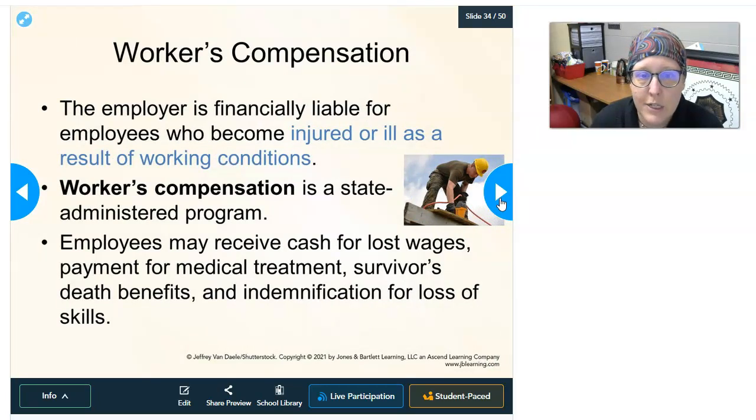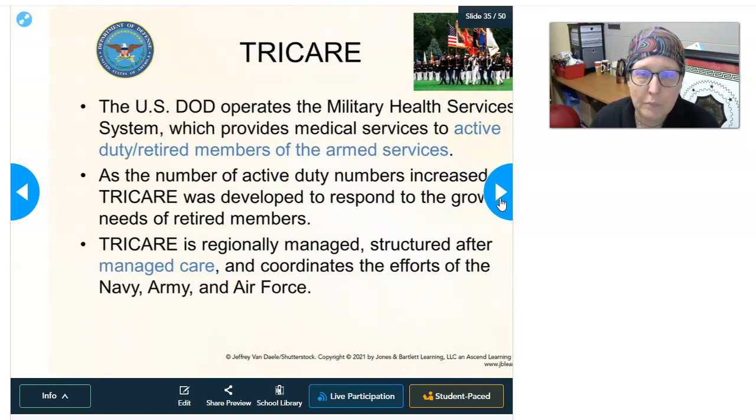Then workers' compensation: the employer is financially liable for employees who become injured or ill as a result of working conditions. Workers' comp is a state-administered program. The employees may receive cash for lost wages, payment for medical treatment, survivors' death benefits, and indemnification for loss of skills. So if you lose a hand or something and now you can't do your job, you could get kind of a repayment for that.